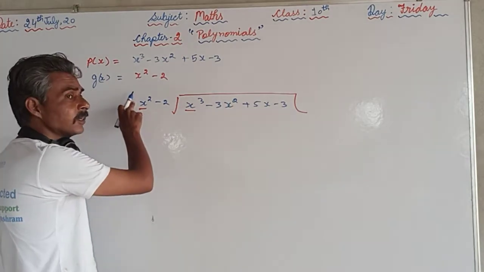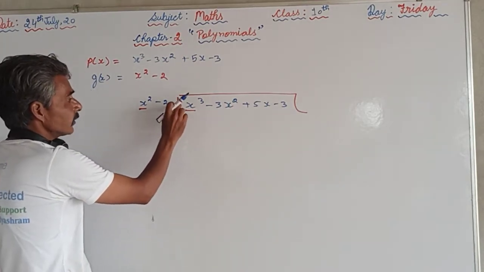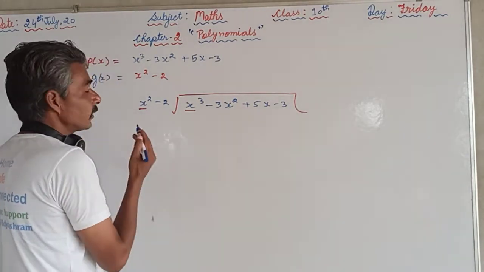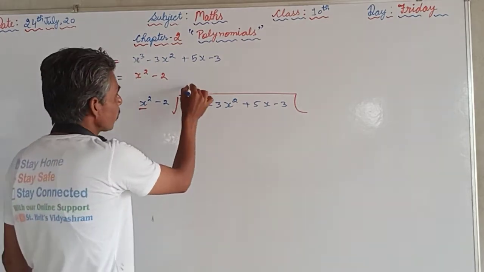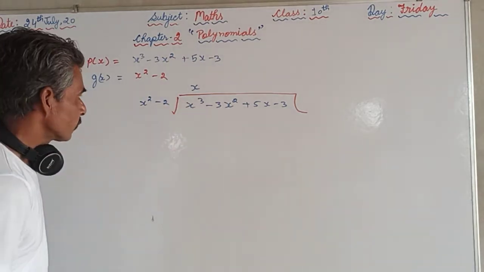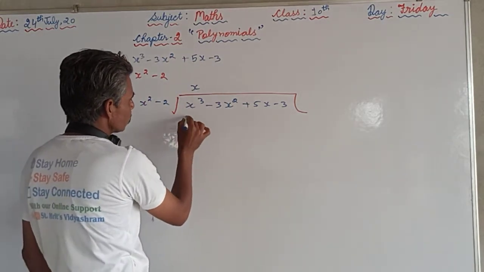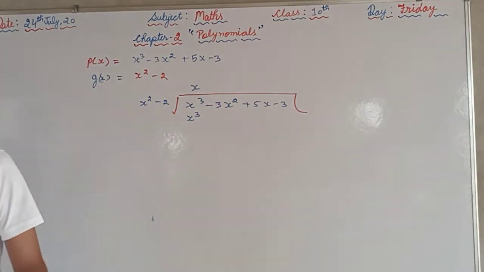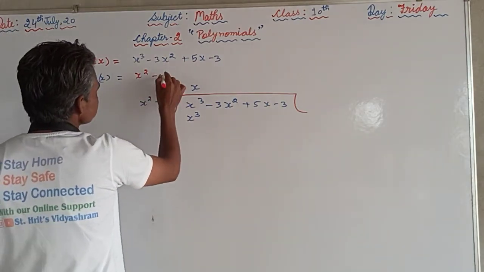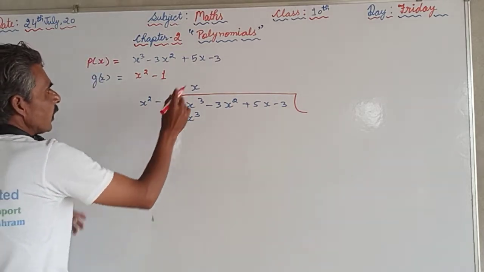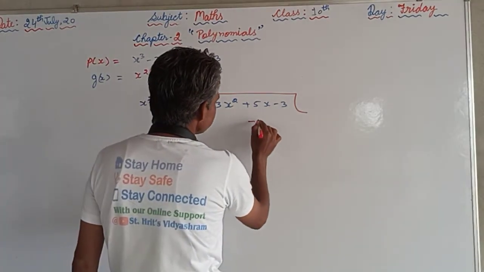So the coefficient here is 1, here is also 1, and it is positive, this is also positive, and the difference is only in the degrees. How much difference is there? 1. So we will multiply by only x, and we will multiply both the terms of the divisor. x into x square becomes x cube, x into minus 2 becomes minus 2x. Sorry, here this is given minus 1, so x into minus 1 becomes minus x.